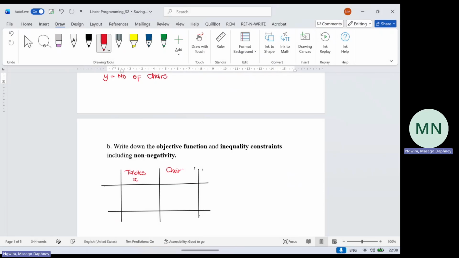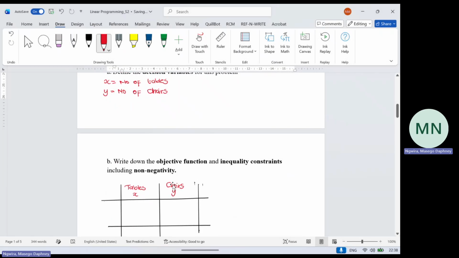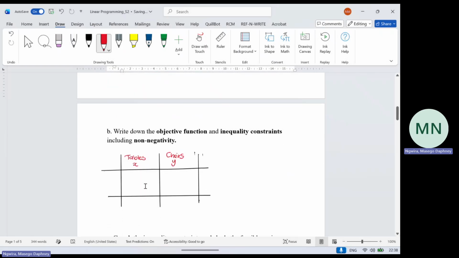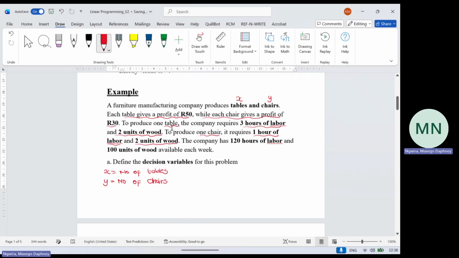I find the table method easy. And then I say Y. Now I have two things: I have labor, and I also have wood. Both my chairs and my tables have labor and wood. So on this side, I'm going to call this labor. First, let's start with labor, so the labor for tables.